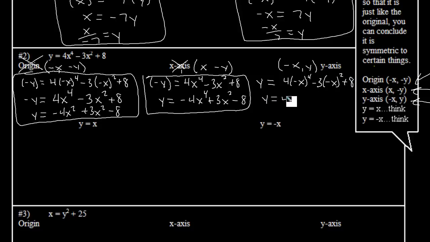Simplifying this. A negative x to the fourth is an even number of negatives. So each negative gets paired up. That makes it a bunch of positives. Negative x squared is positive x squared. Positive x squared times a subtract 3 is a subtract 3x squared. You'll notice this is the same as the original. It's identical. Therefore, this graph is symmetric with respect to the y-axis.